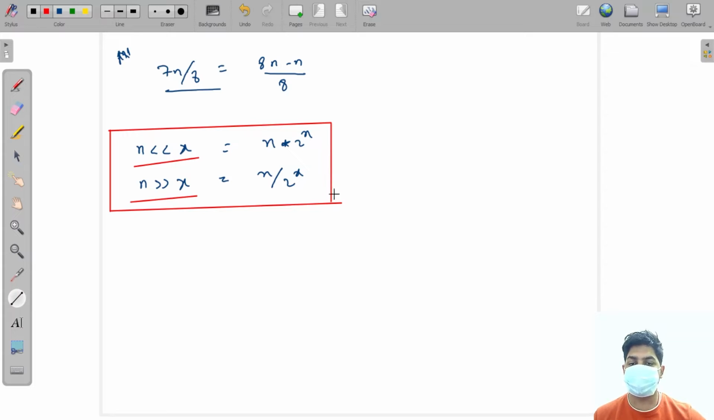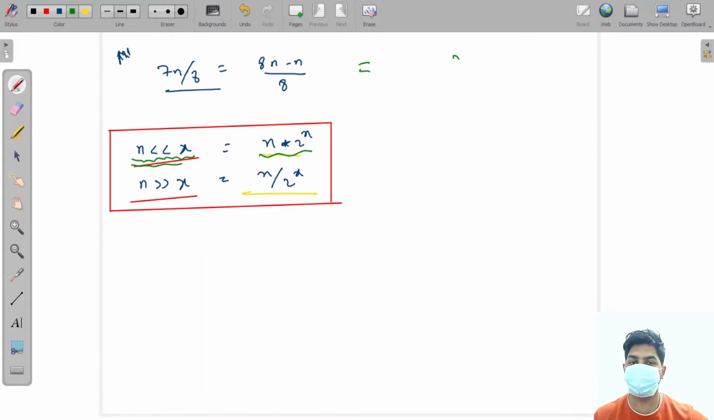For now, if we know that these properties work, how are we going to deduce our answer? We will be given a number n and we want 8 times n minus n, divided by 8. That means 7n by 8 can be written as (8 times n minus n) divided by 8. So we want 8 times n, and this property can help us. If we want n times 2 raised to power x, we can write n left shift x.